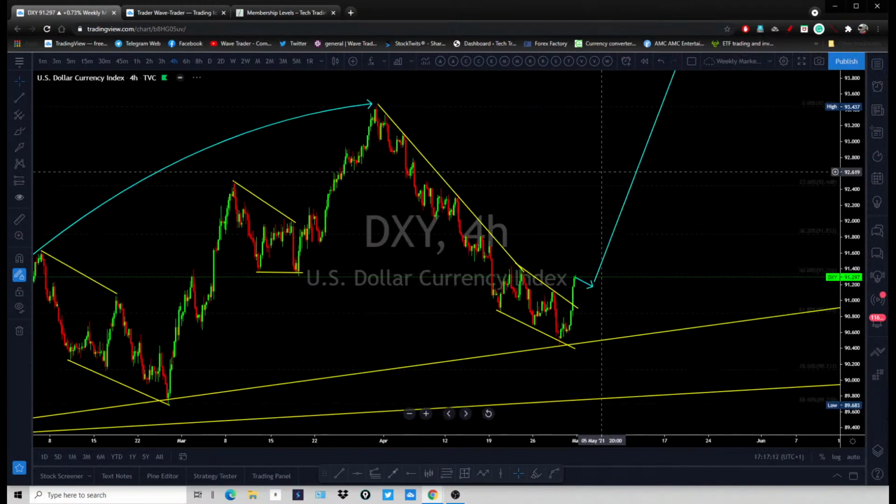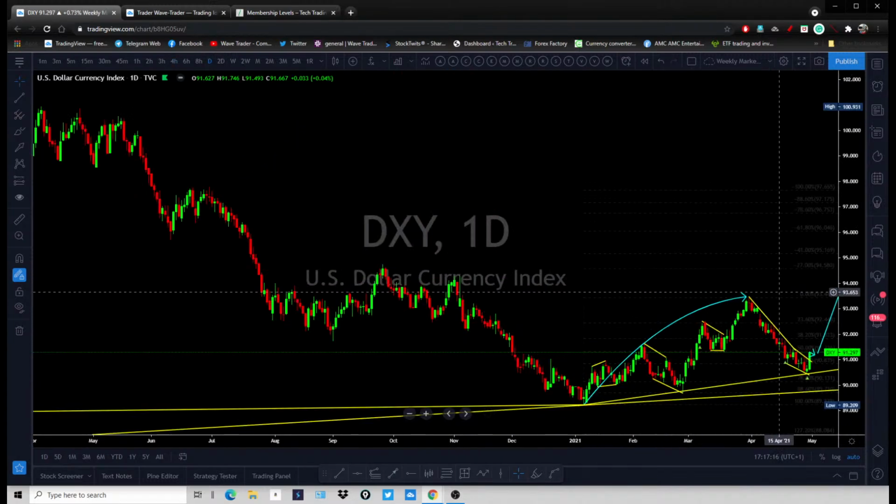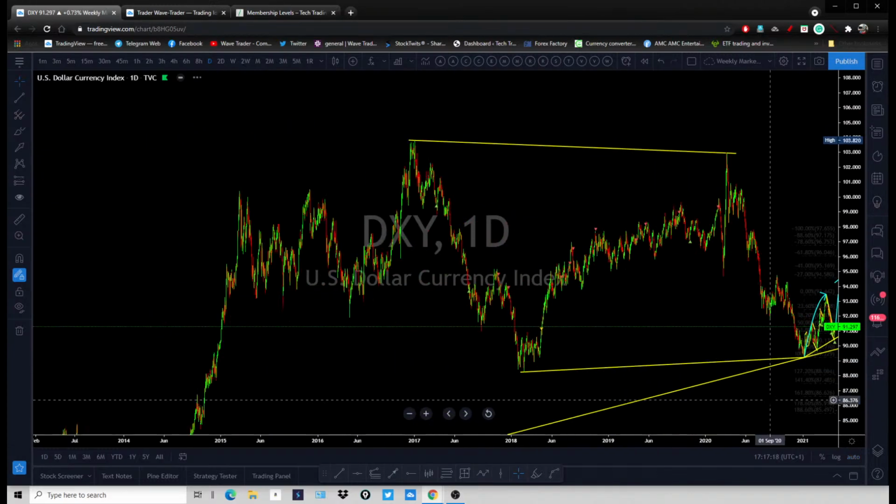The dollar index chart is very much simple, and there is a strong bullish setup on the dollar index for the next week.